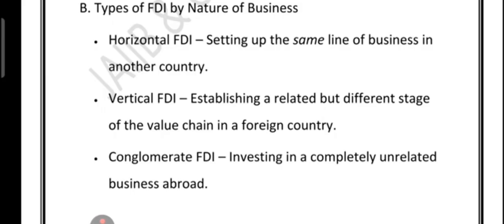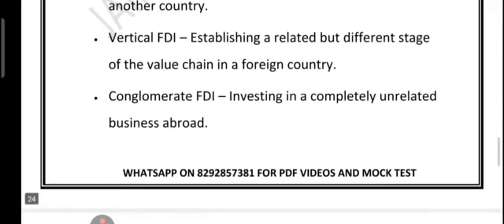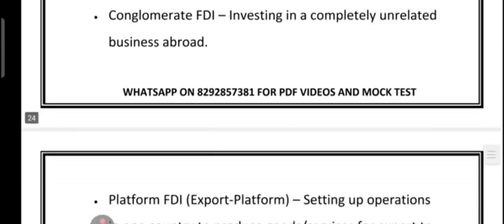What is vertical FDI? Here you invest in different stages of your supply chain abroad. Like a car company from India setting up a tire manufacturing unit in the Thailand. Means you invest in a different stages of your supply chain abroad. Different stages of your supply chain, right? So you are setting a tire manufacturing unit in Thailand, right? Then we have conglomerate FDI. So you invest in a totally unrelated business. For example, Indian IT company buying a food processing factory in Europe.